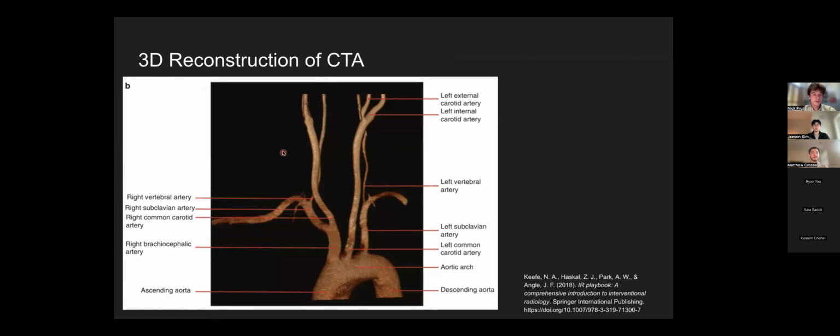This is a 3D reconstruction of the CTA. This is just the same structures shown. You can see a few more smaller arteries branching off the subclavian. I'm not going to mention those because they're lower yield, and I'm just trying to talk about mainly the high yield stuff in this presentation.